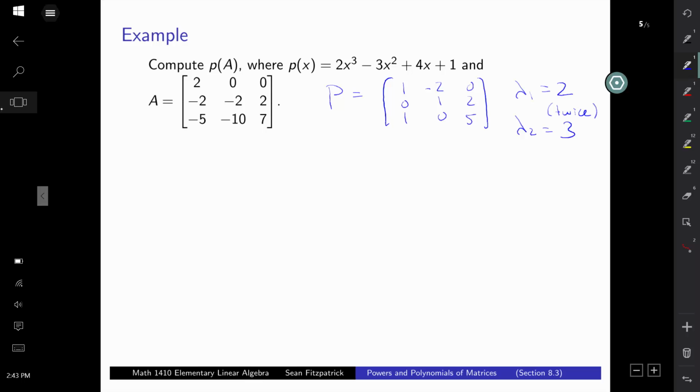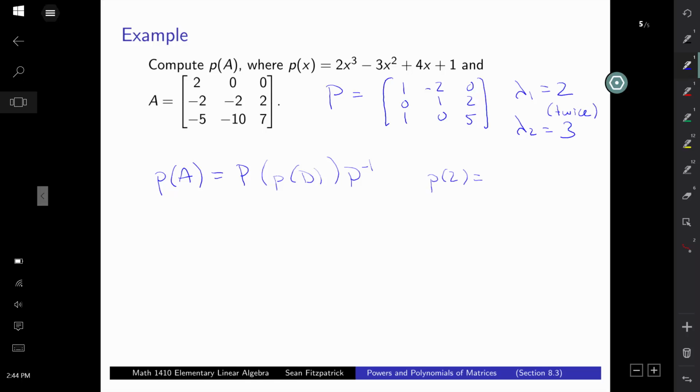So we want to calculate p of A. And the previous slide says that's the same thing as P times p of D times P inverse. All right, and p of D, I can calculate that. I have to calculate p of 2.